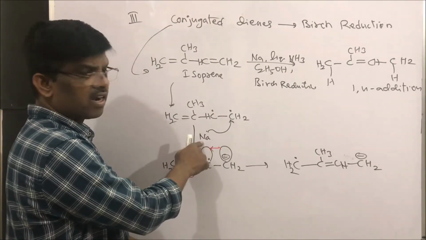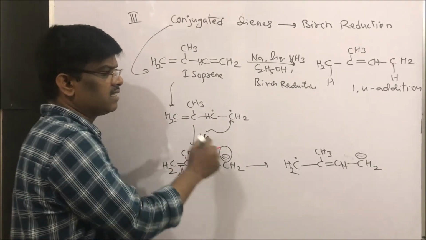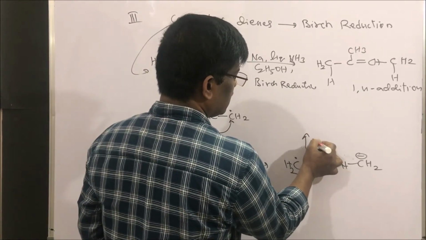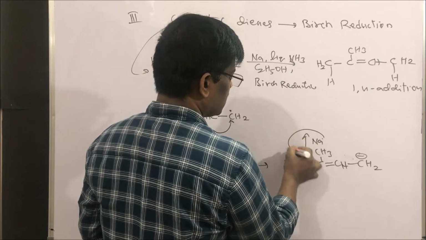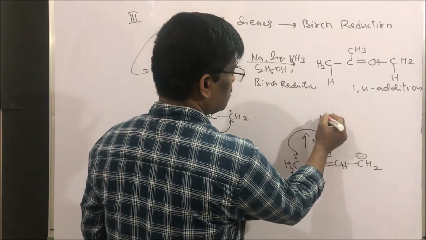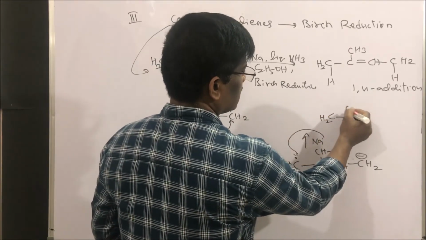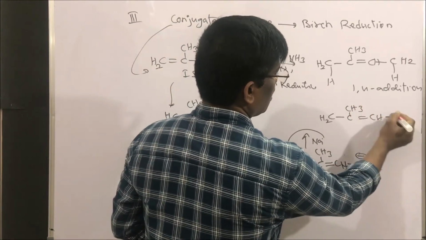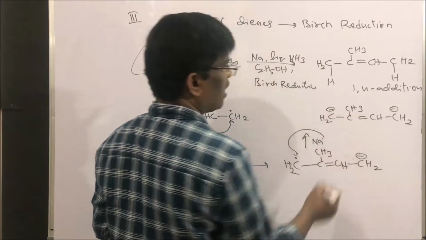So one sodium is already used. How many sodiums does it usually take? 2 sodiums. So one more sodium will be added here. So this radical takes the electron to give CH2, CH3 double bond CH and CH2 anion.